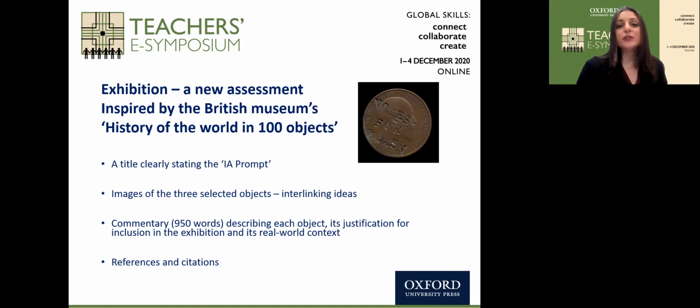The exhibition is a new assessment according to the new specification. It's inspired by the British Museum's History of the World in 100 Objects. Students are required to choose different objects. Again, no two students can choose the same objects for their exhibition, and there is no group work allowed for this. But for the exhibition, each student must choose 3 different objects and relate them somehow to a real world context. They also have to justify why they've chosen these particular objects to study and how they might inform their knowledge of the world.